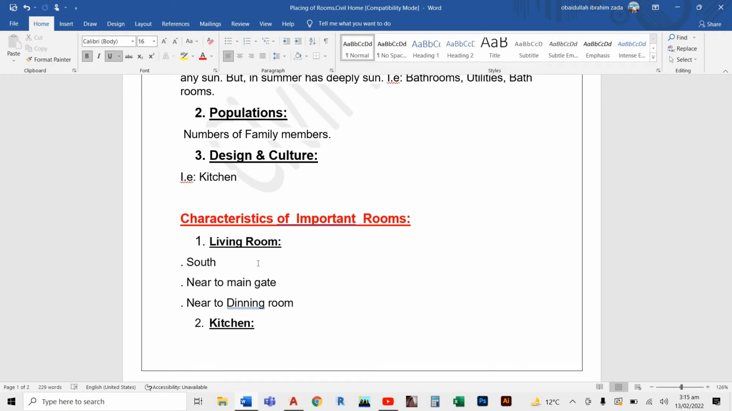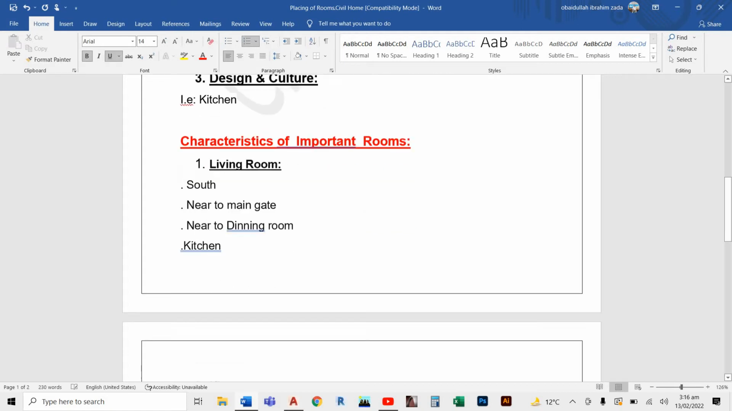The second one, near to the main gate. Our main gate also must be near to the living room. It's not like your living room is on one side of your plan and your main gate is 10 meters, 12 meters far away from the living room. It must be near because of facilities. Who is the engineer? Engineers who provide facilities. And the second characteristic is near to the dining room. It must be near to the dining room, and it must be near to the kitchen also.